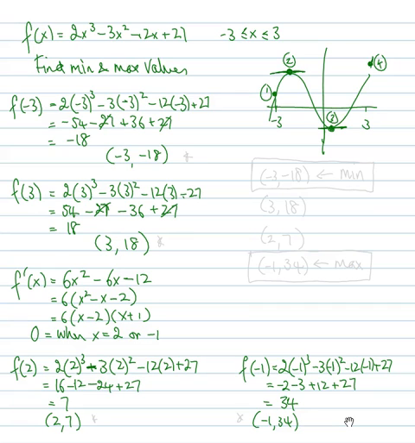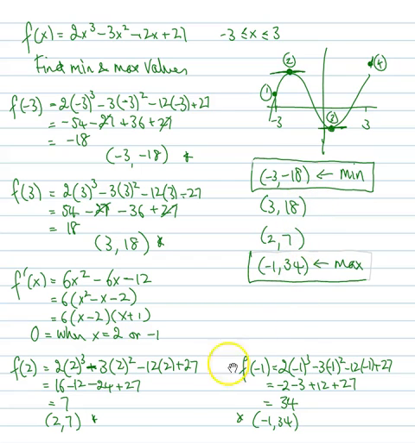All right, so what have we got? This point here, minus 3, minus 18. This point here, 3, 18. This point here, 2, 7. And this point here, which is minus 1, 34. Okay, which is the lowest number? Minus 18, 18, 7, or 34. This one is the lowest. Therefore, that one is the min. Which is the highest number? 34 is the highest. So that one is the max.